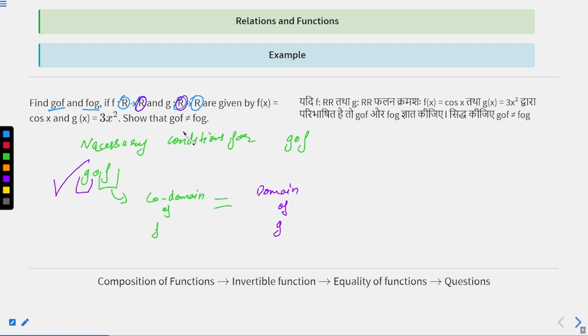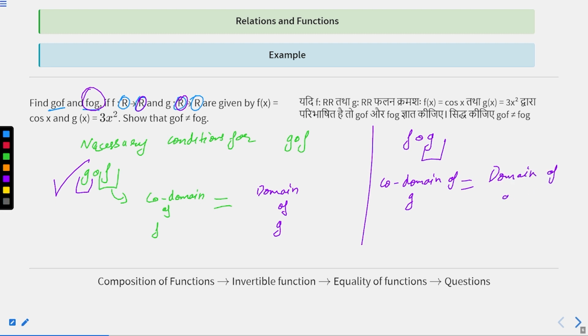So it is satisfied. If you see in this composition f of g, what we need, the codomain of g must be equal to the domain of f. So that's the first thing we need to find out the composition of any two functions. So it satisfies both. Okay. Now let's find out fog and gof. In short, we say gof, and in short we say fog.